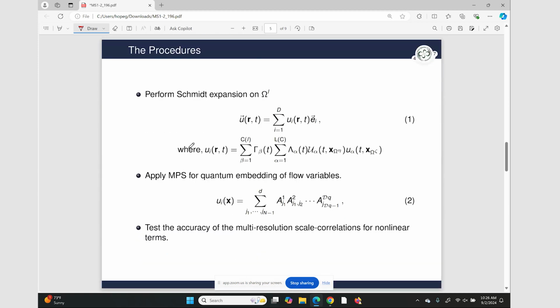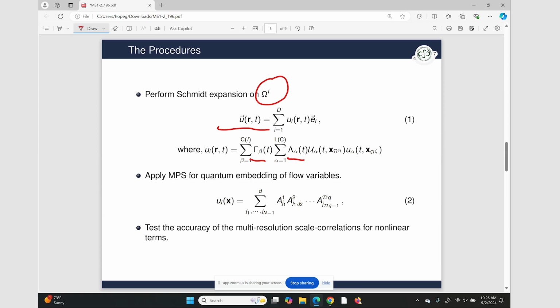So what is the process? We perform Schmidt expansion on this composite grid. This is representing the velocity, and this is the Schmidt decomposition coefficients. I'm not going to discuss each term, and you are probably already familiar with the Schmidt expansion. I also found that discussing the mathematical terms and equations is more constructive when we have questions. So on this slide, we'll just focus on the procedures, and if you have questions, we can come back to how we compute each term and what they mean.